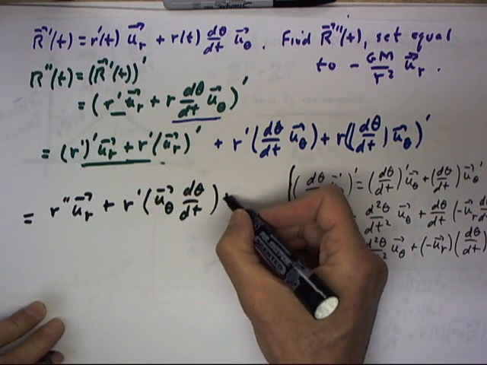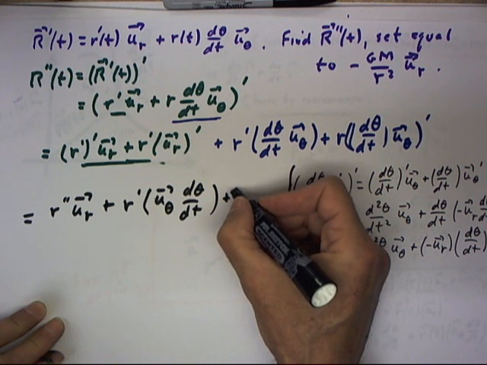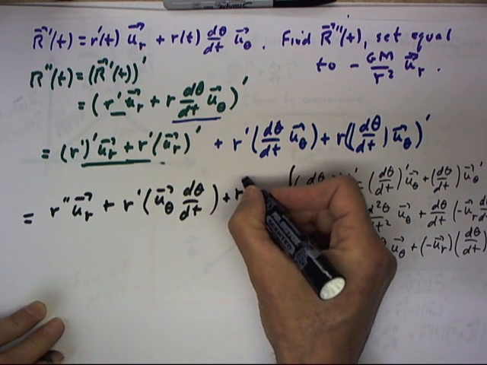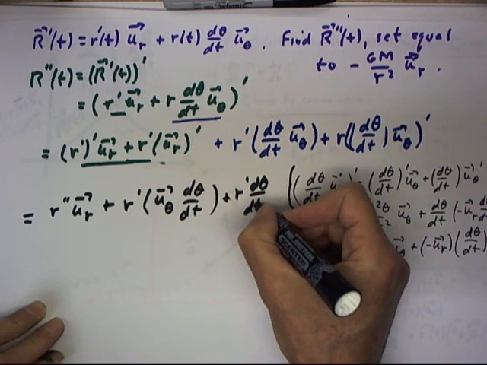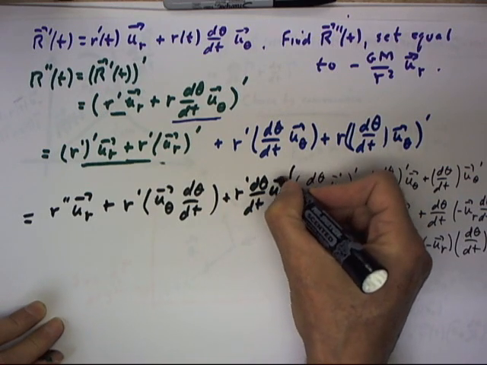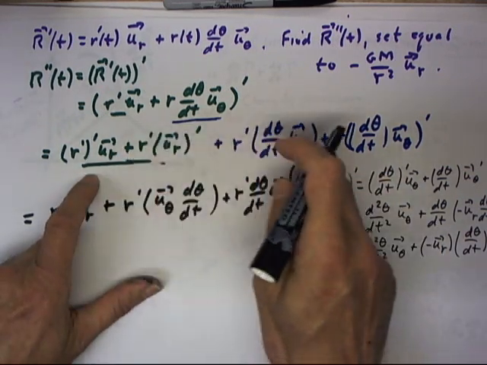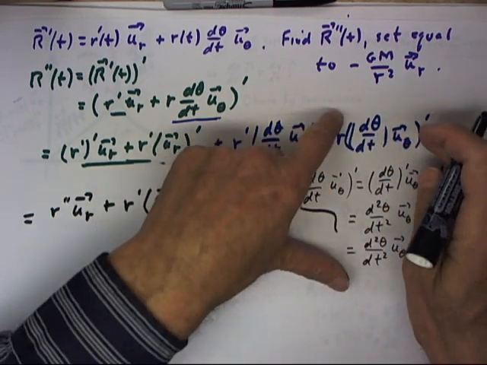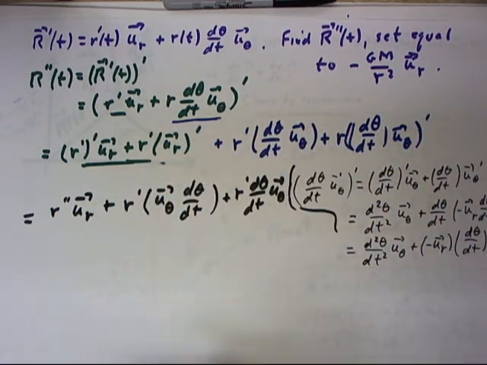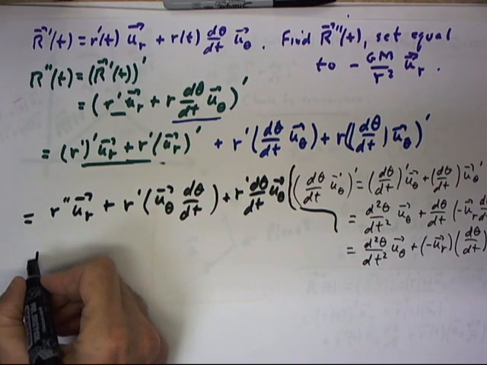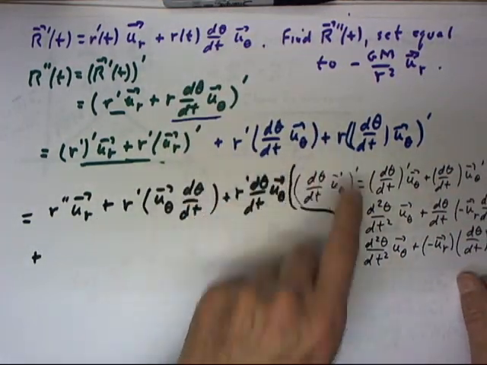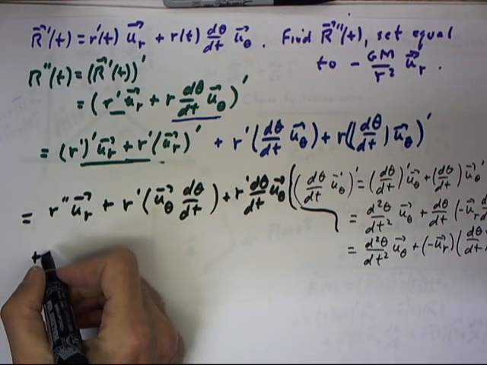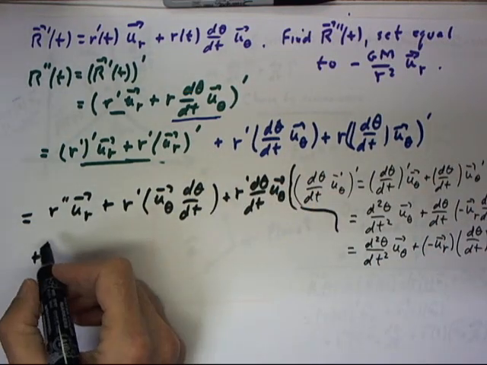Okay, so that's going to be, I write my letters a little bit narrow, r prime d theta dt u sub theta. Okay, these three terms are just fine. This term comes out to be equal to this. Well, actually, this derivative comes out to be equal to this. We still have the r to distribute through this expression.